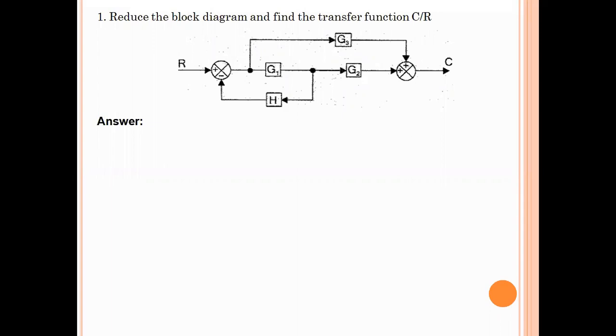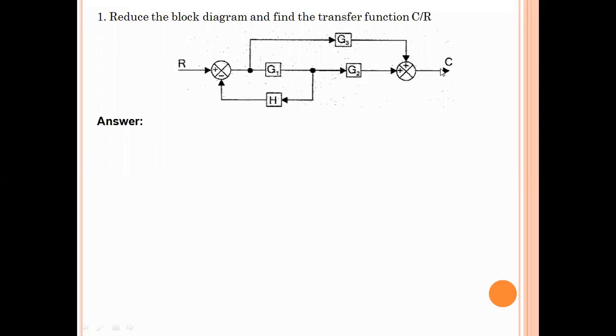Hello, good morning. In previous classes, we have seen the block diagram reduction rules. So total 11 rules are there. With the help of those 11 rules, we will simplify or reduce the block diagram and obtain the transfer function. See, this block diagram reduction is completely in the Laplace domain, which means the transfer function, which is C by R, where C is the output and R is the input.